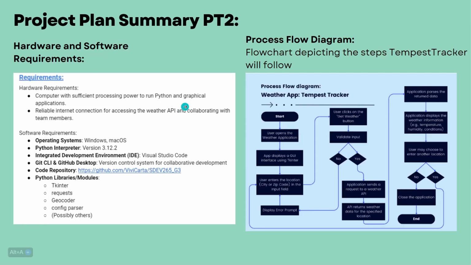This is just more of the project plan summary. We went over hardware and software requirements, and you can see all of those here. These are the different modules that we thought we would use at the time. For the process flow diagram, it's a flow chart of how the program works. So the user opens the weather application, the app displays the GUI, and it goes through all the different user input possibilities.